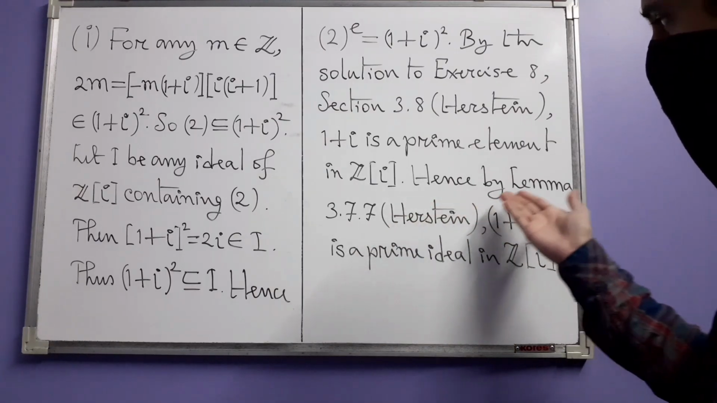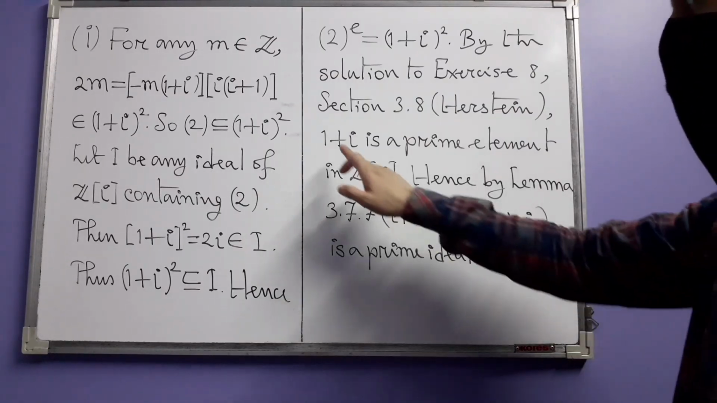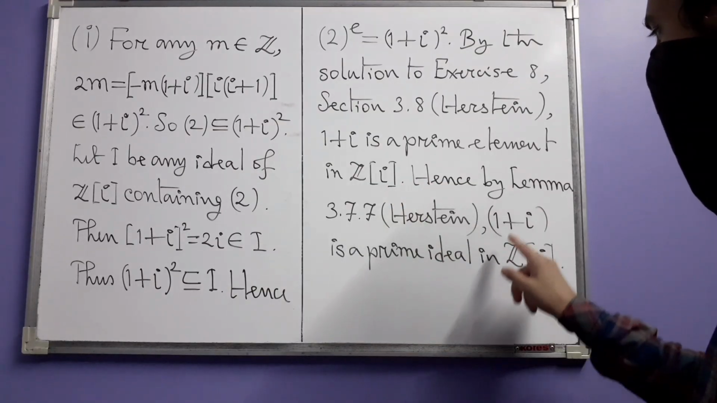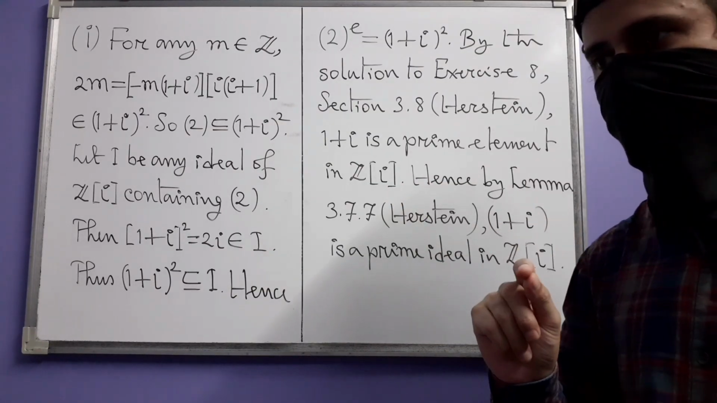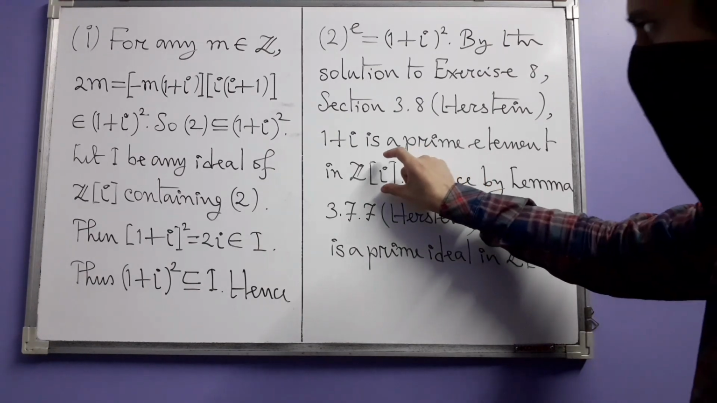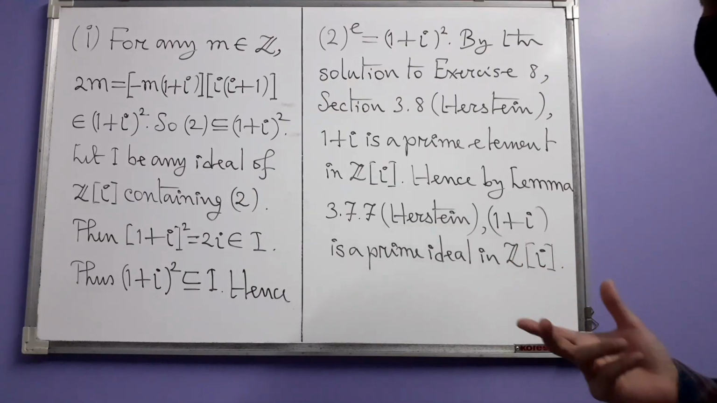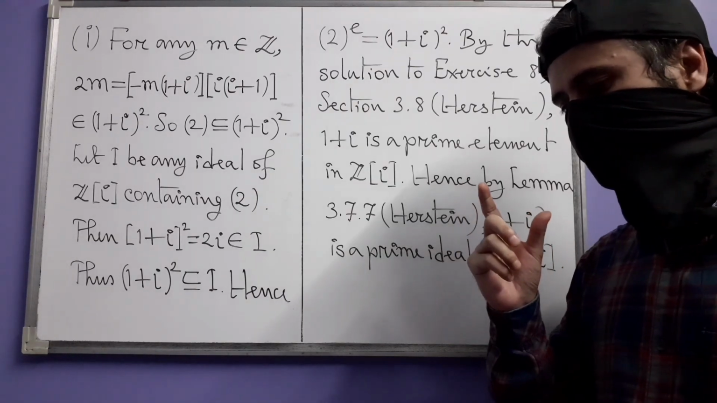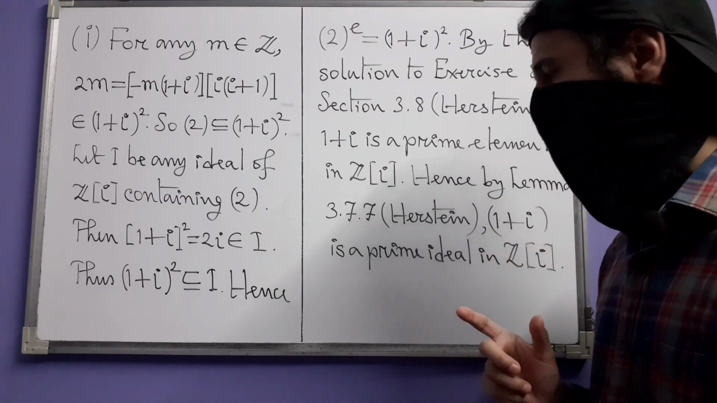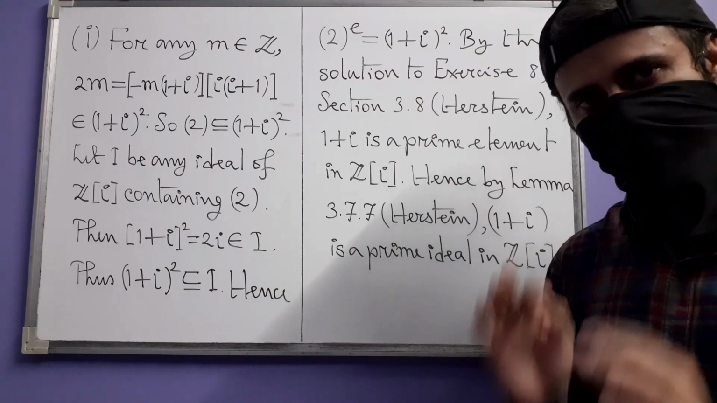But again, by lemma 377, what is going on here? How does primality of the element 1 + i in Z[i] imply that the principal ideal it generates will be maximal and hence prime? That comes from the fact that Z[i] is a Euclidean ring, and in a Euclidean ring, the maximal ideals are precisely those principal ideals which are generated by prime elements.